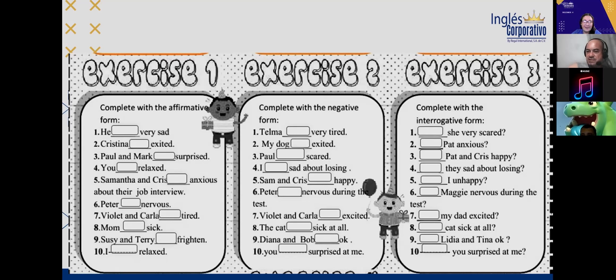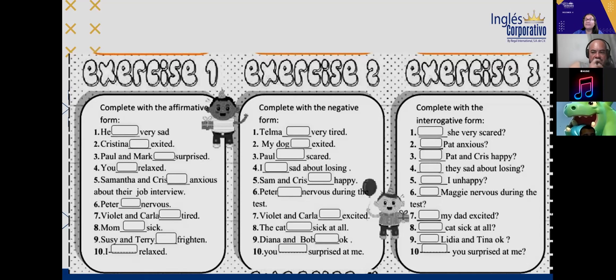Think. Was Maggie nervous during the test? Maggie's a girl, a woman. Okay, seven. Was my dad excited? Eight. Was my cat sick at all? Right. Nine. Were Lydia and Tina okay? And ten. Were you surprised at me?